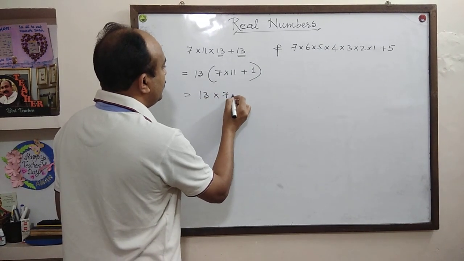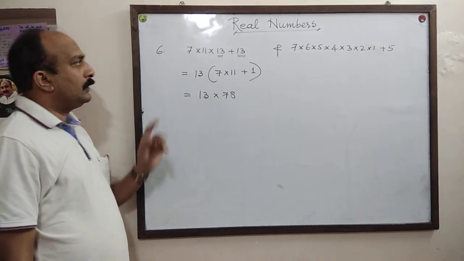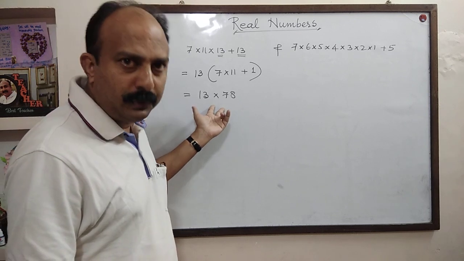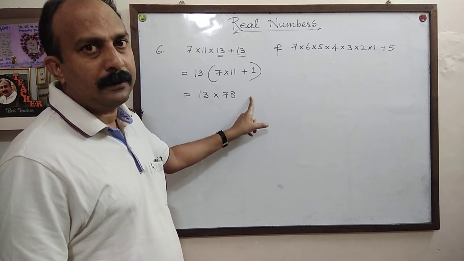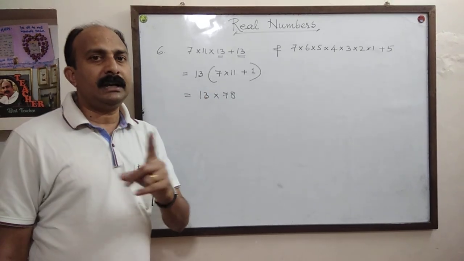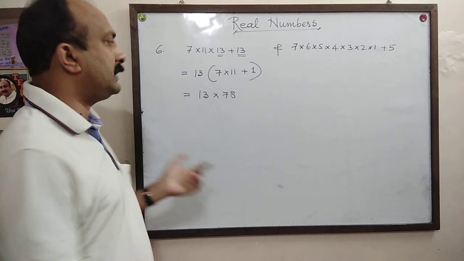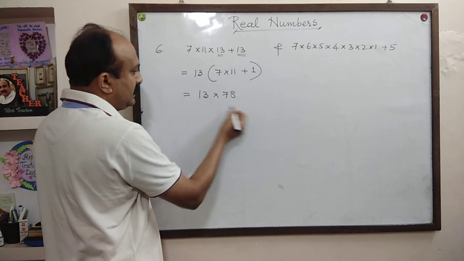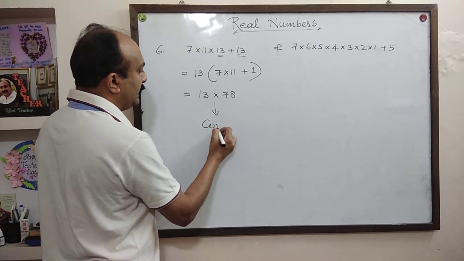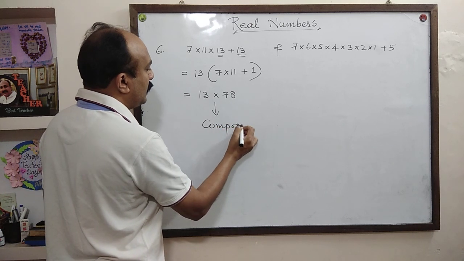77 plus 1, 78). So we could express this number as the product of two numbers other than 1. So if a number has two factors other than 1, it is composite. So since this number is expressed in this form, a product of two numbers other than 1, it is a composite number.